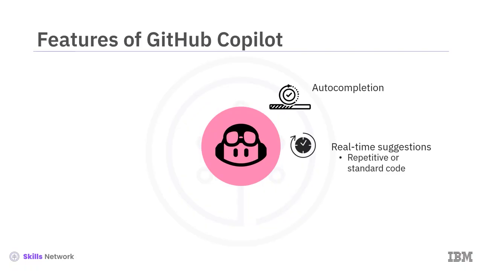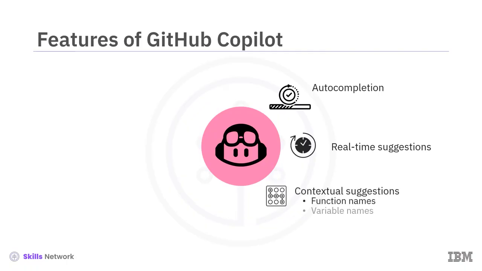GitHub Copilot generates suggestions based on the code context, including function names, variable names, and even algorithm implementation. For example, while coding in a Python project, when you start writing a for loop and declare a variable such as total_quantity, GitHub Copilot can provide suggestions for the loop structure and calculations.